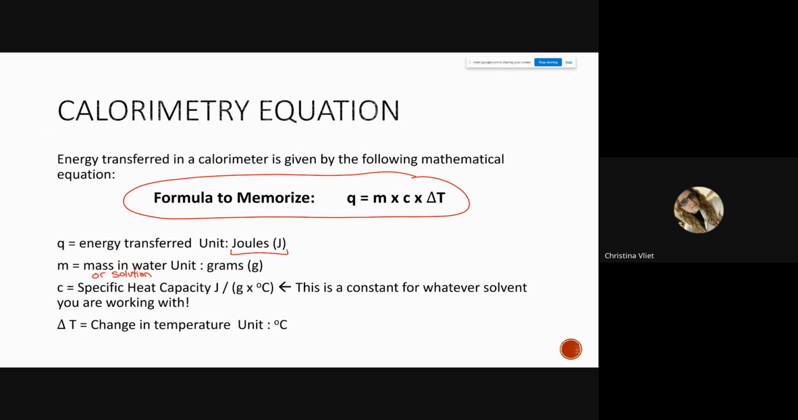C is called heat capacity, specific heat capacity. And this is a constant. It is 4.184 joules per gram per degree Celsius. Believe it or not, this constant is given on that little sheet that they give you with paper 1 and paper 2. They're not going to ask you to memorize this constant. However, you may memorize it just when you're doing practice questions. This is the constant.